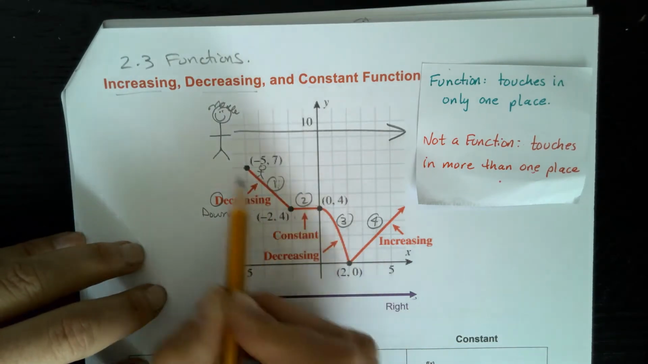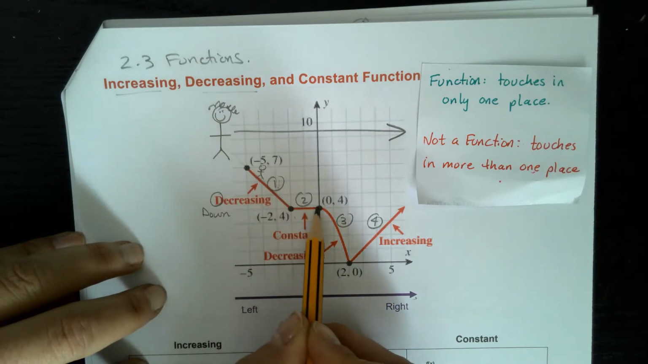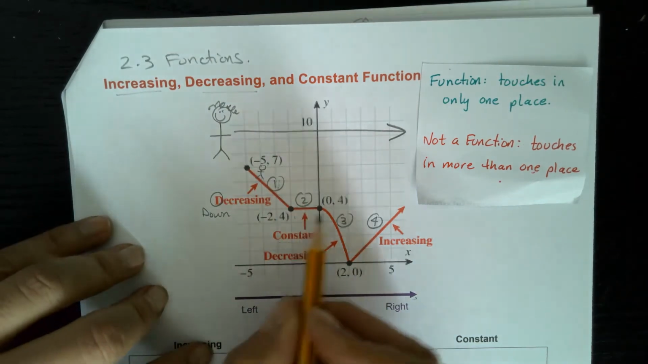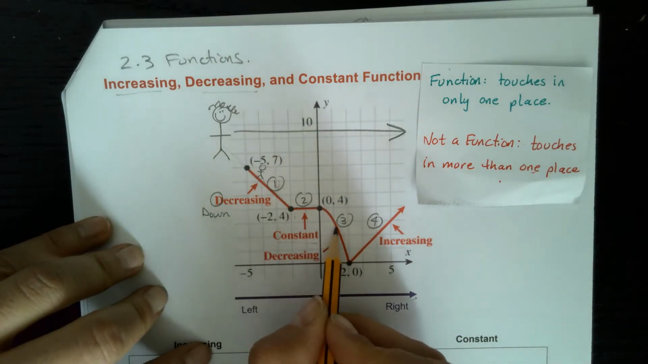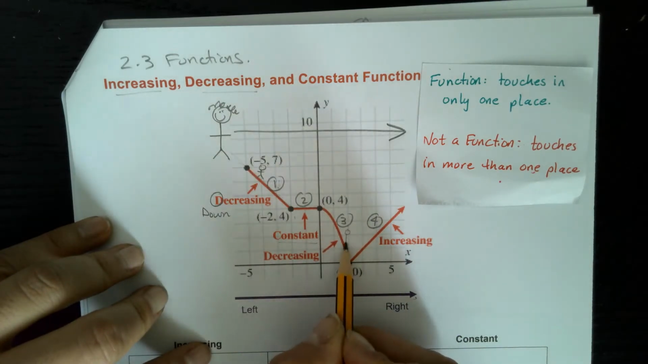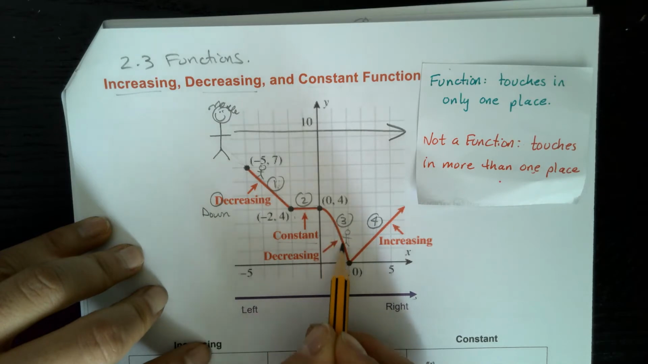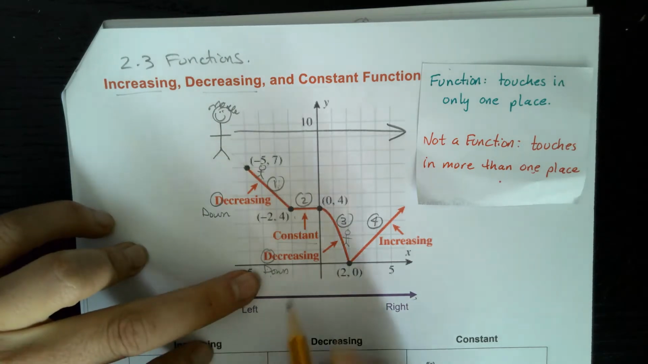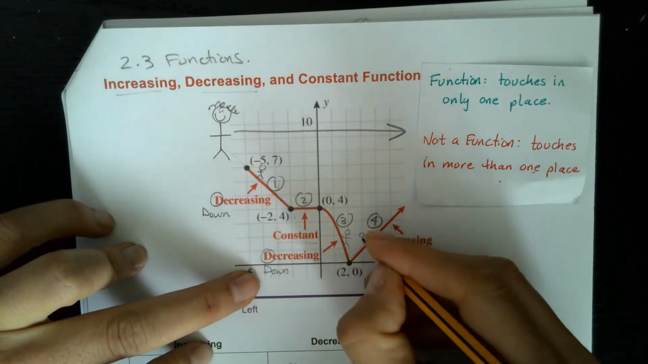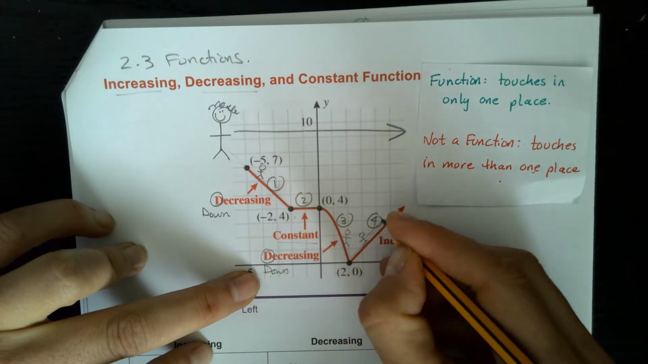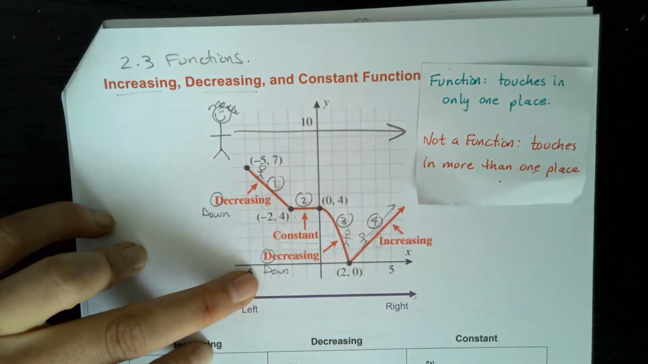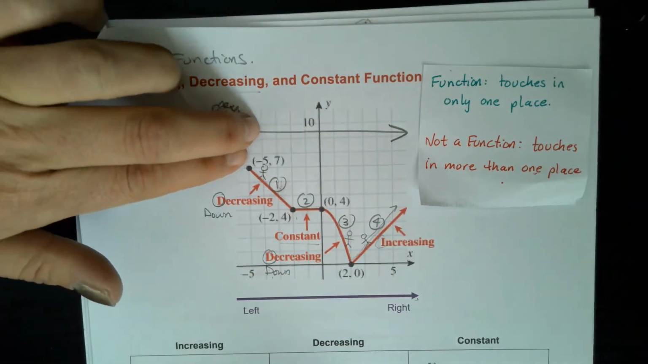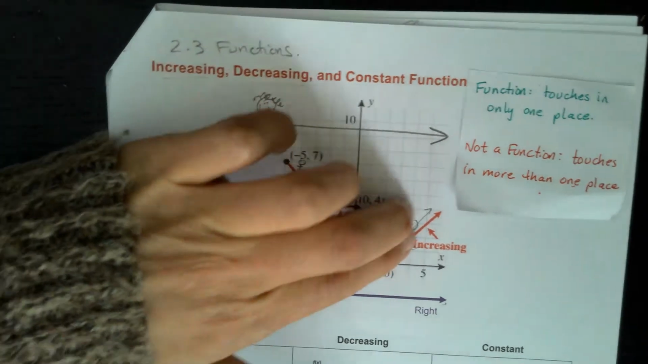And then if I'm walking this way, and then here I'm not going up or down, so that's called constant. And then here, woo, I'm going down really fast. Because I'm going down again, it's decreasing, down. D stands for down, decreasing. And then I'm walking this way, and you can see I'm walking uphill, so it's increasing. So I'm always going for a walk this way.